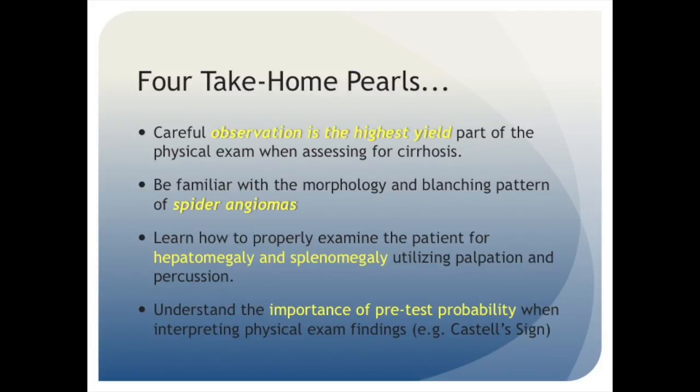Finally, understand how critically important the idea of pretest probability is when you're interpreting your physical exam findings. For example, when you're using Castell's method to percuss for splenomegaly, a positive result would be interpreted much differently in a patient that had aspects of their history that were concerning for splenomegaly, a so-called high pretest probability, than a positive test would be in somebody that has absolutely no risk factors, somebody who has a baseline very low pretest probability.